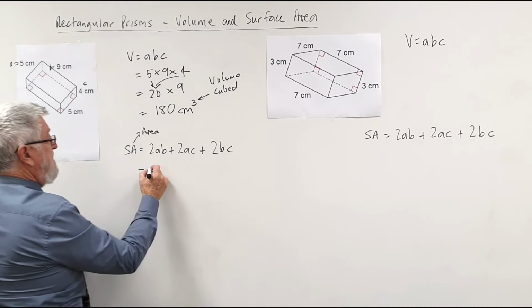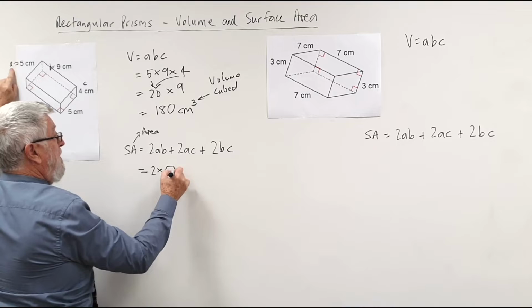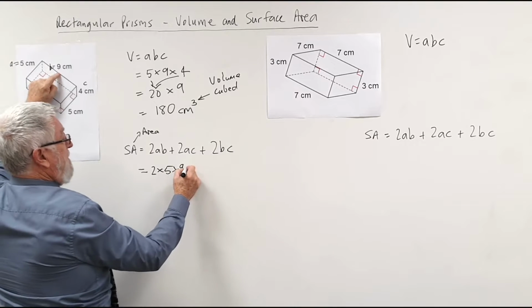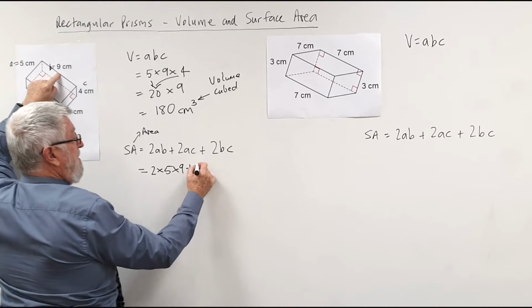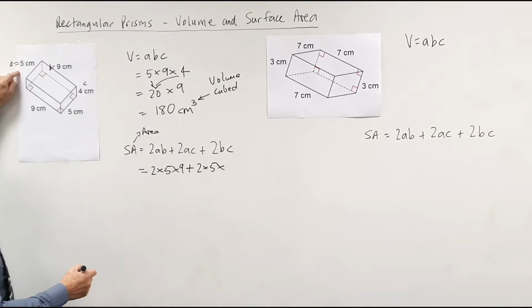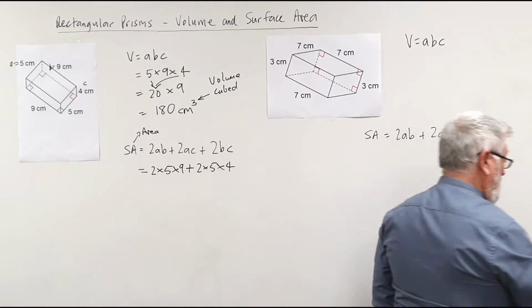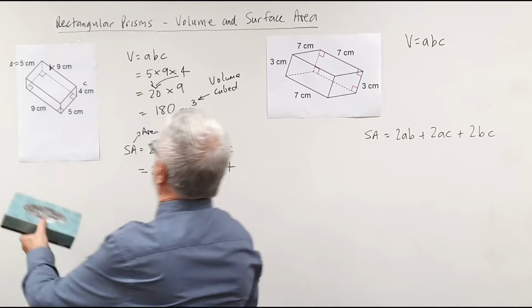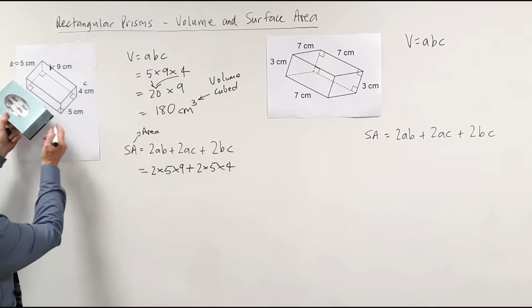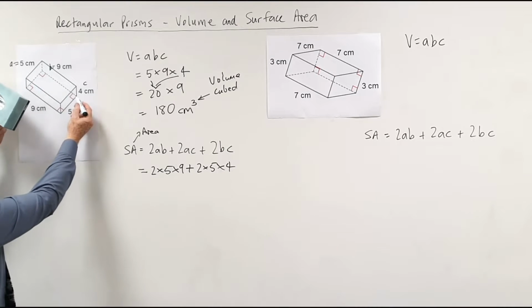So let's have a look at what it says. It's a 2 times whatever A is, and A was in this case 5, and then B is 9, and then I put a plus. Don't forget it's a plus. Then it's 2 times whatever A is, which is 5, times the C this time, which is the 4. Actually, it's interesting that that looks very much like my tissue box. Just one of those flukes. It's got that as 4. Yeah, that's interesting, but that's unrealistic.